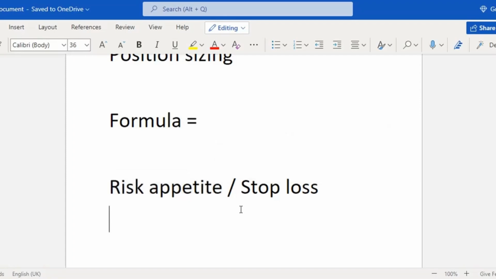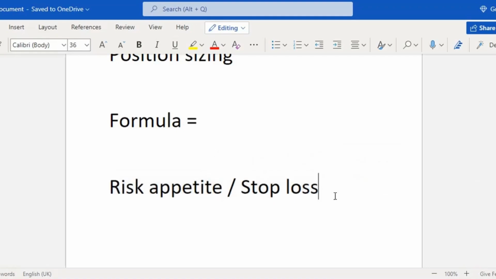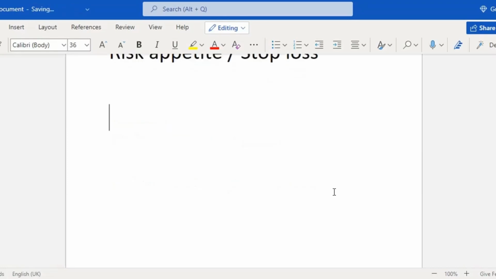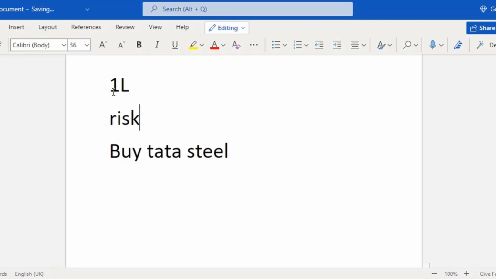So in the last video we discussed we are not going to take more than 1%. So this is risk appetite. Risk appetite is going to be 1% of our capital, and then we have our stop loss. Now let's take an example. Let's say you want to buy Tata Steel. For example purposes, we are going to keep our capital as 1 lakh. As our capital is 1 lakh, our risk is going to be 1%, which is 1000 rupees. So you want to buy Tata Steel at 1505.